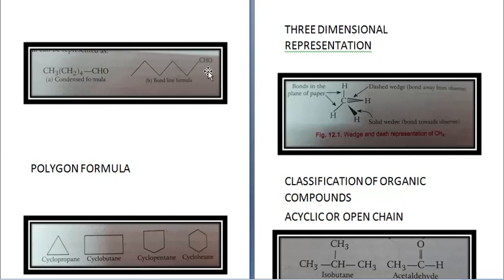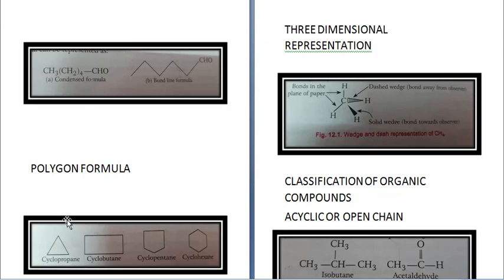Alright, so this is bond line formula. Okay, next is polygon formula. The cyclic compounds are usually represented by polygon without showing carbon and hydrogen atoms. The junction of two lines represents carbon atom linked with required number of hydrogen atoms. For example, see, they are making a polygon.